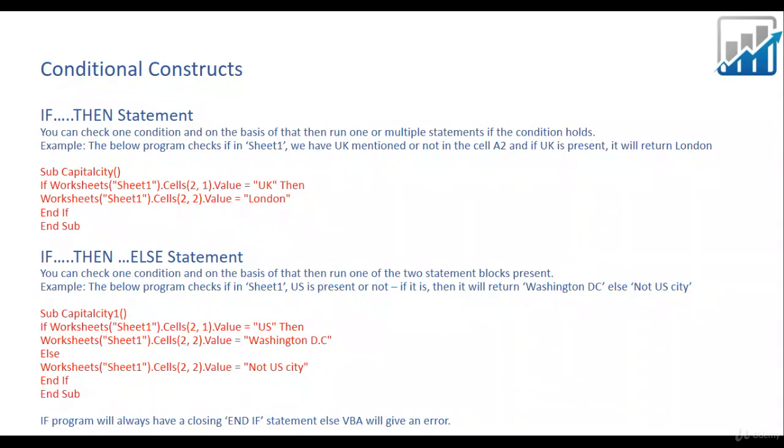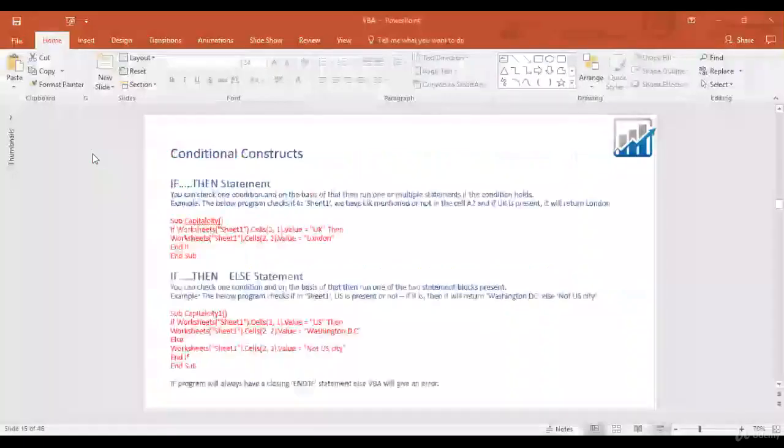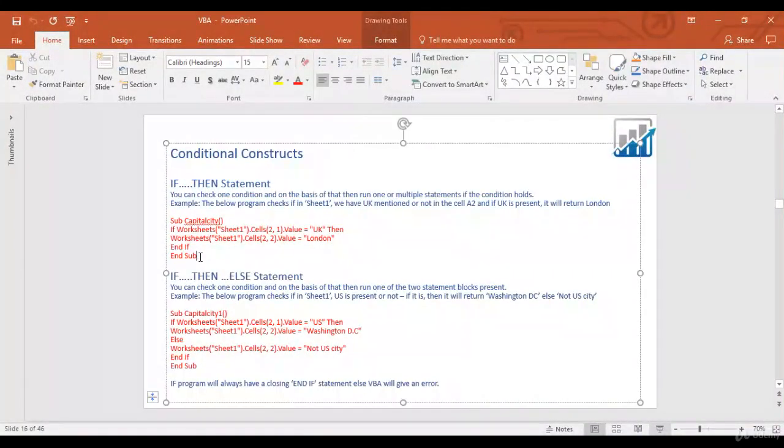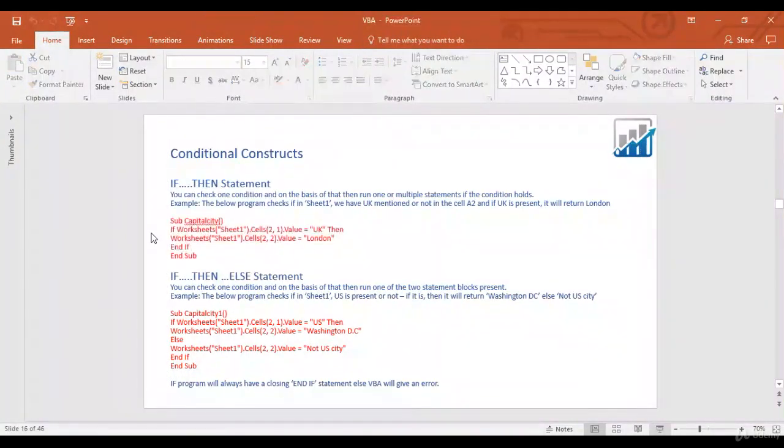Now, there are two statements over here, if then statement and if then else statement. Now, the first one, if then statement. You can check one condition and on the basis of that then run one or multiple statements if the condition holds. So what we'll do, we'll run this particular code in our program editor and we'll see how it works.